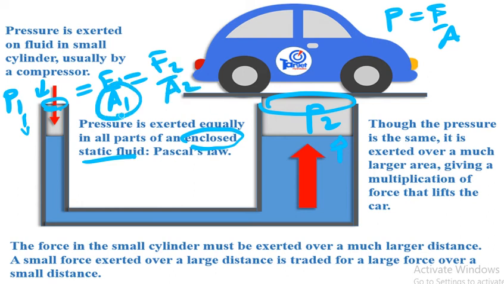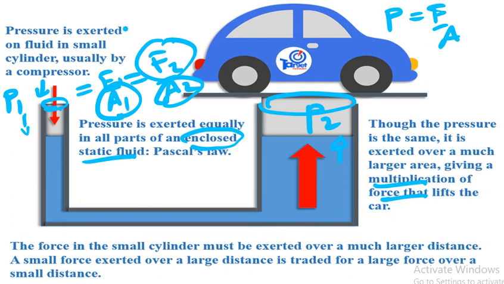So here smaller area and here larger area. So the second force must be larger for the ratio to become the same. That means we are multiplying the force. We are applying a force here and pressure is exerted on the fluid, but a small amount of force we apply. So though the pressure is the same, it is exerted over a much larger area, giving multiplication of force. You see, the force will be multiplied.